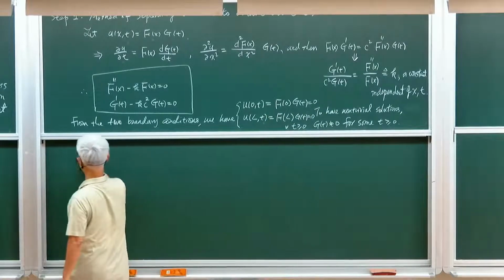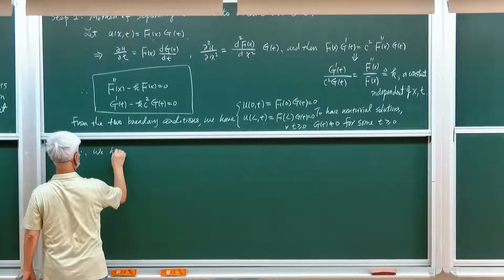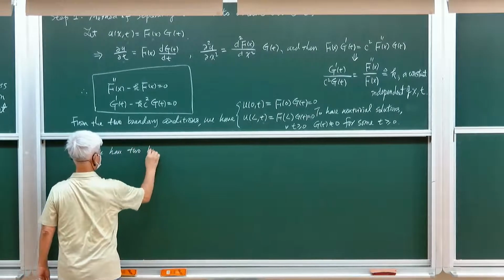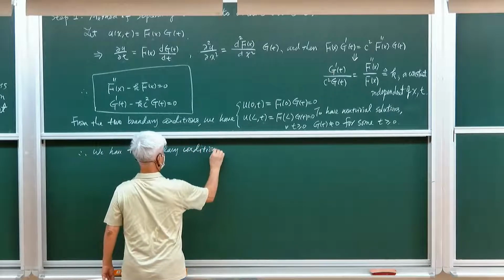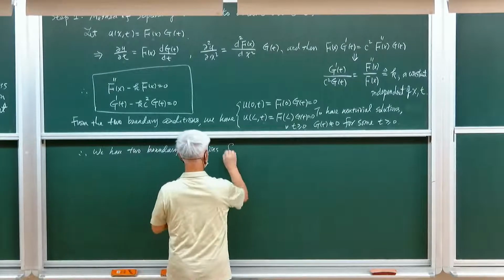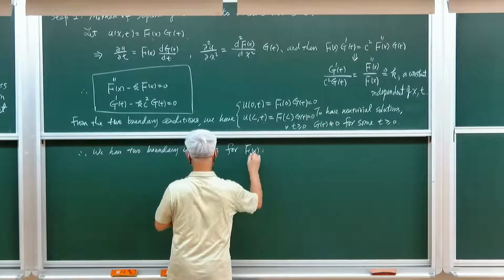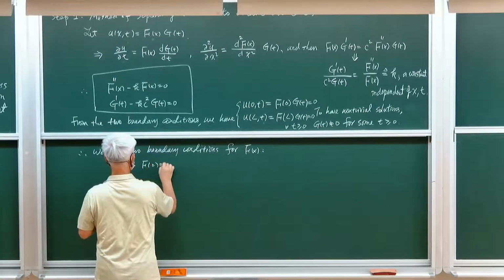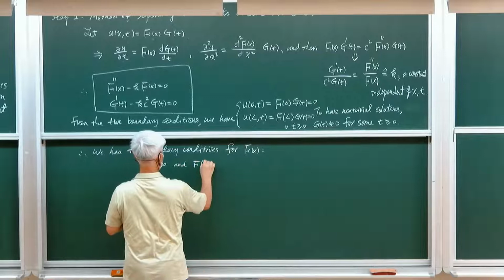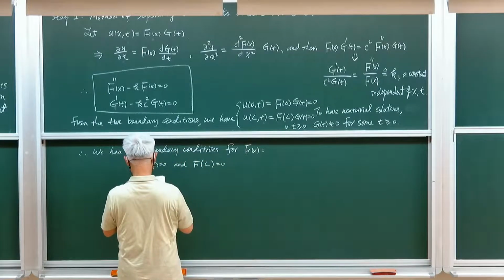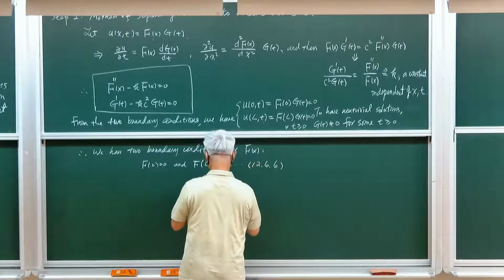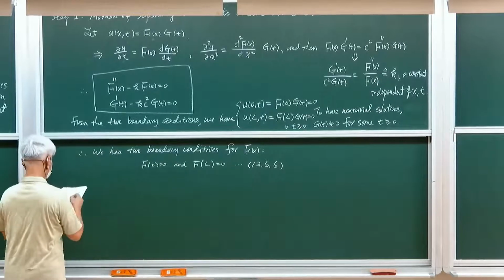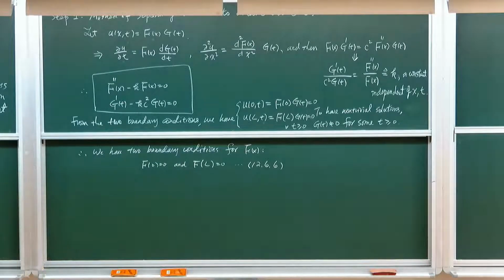So we have two boundary conditions for F(x), which are F(0) is 0 and F(L) is 0. Is that okay?